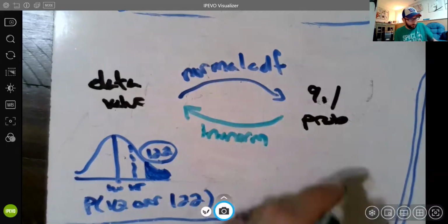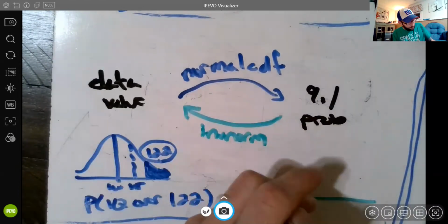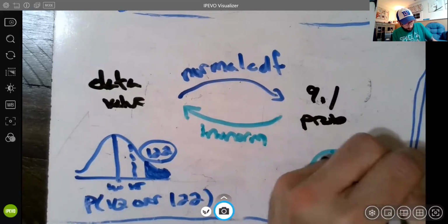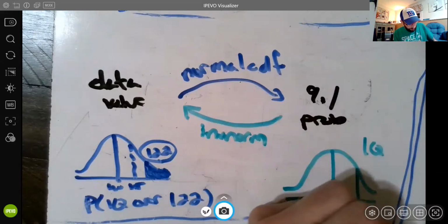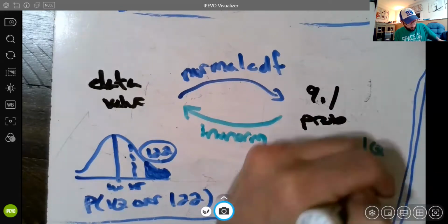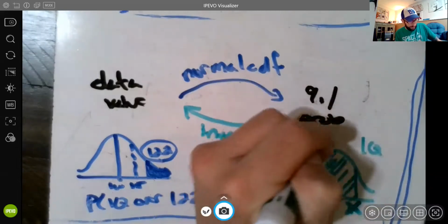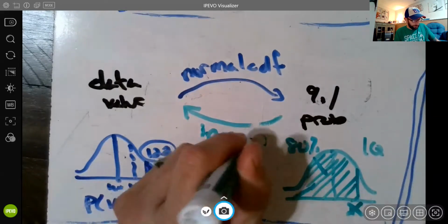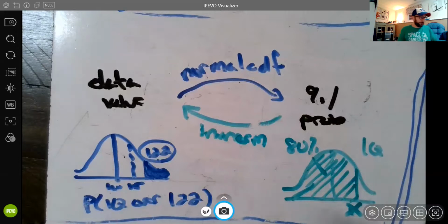Whereas if we're going to use inverse norm, that's when we're starting with the percent or probability. We want to go to a data value. So maybe we want to figure out which IQ cuts off the 80th percentile. So we want to figure out which IQ would go right here, so that 80% of the data is to the left of it. So looking ahead, big picture, that's how we distinguish between Normalcdf and inverse norm.